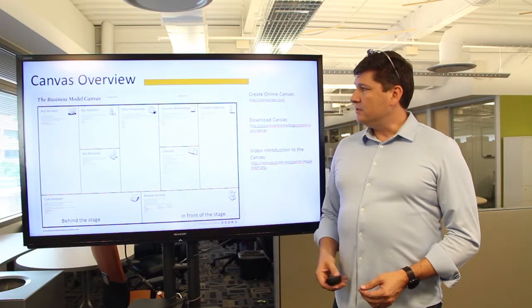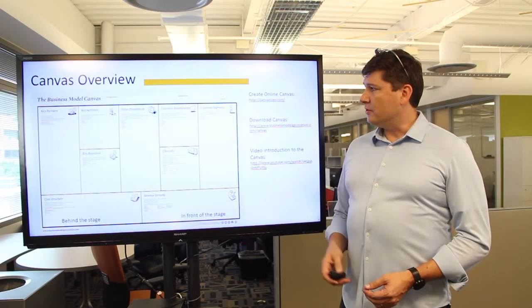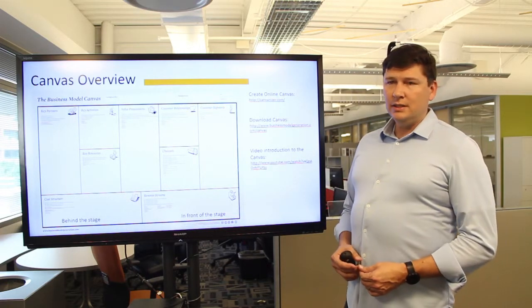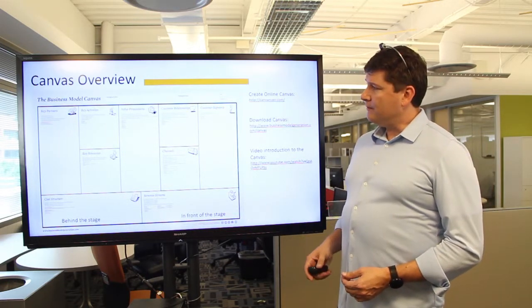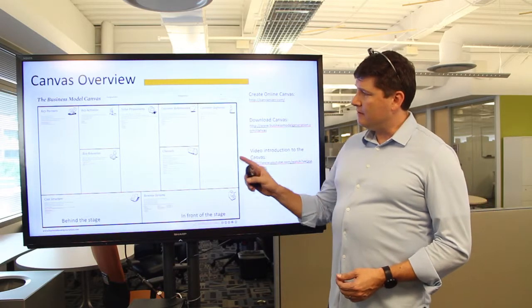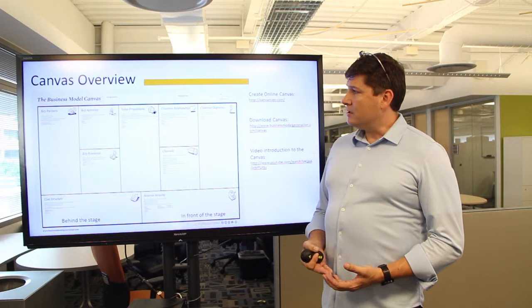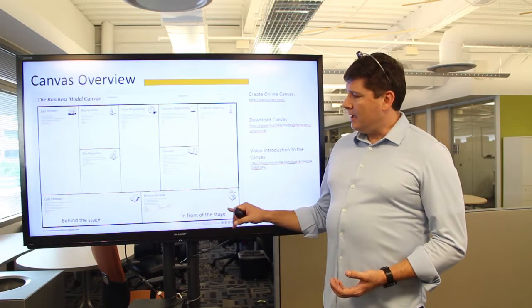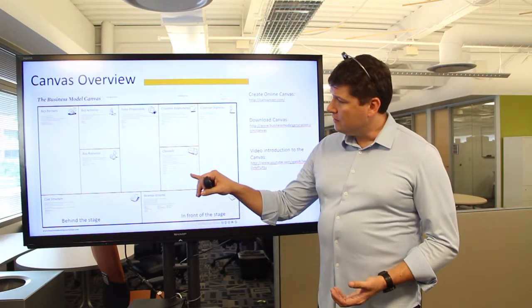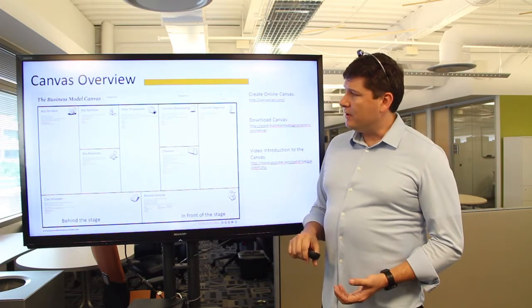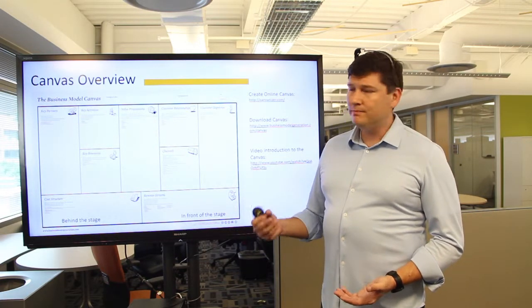Now, most people will start with value proposition or the customer segment, depending on what their situation is. So stepping through it real quickly, you have customer segment, value proposition, your different channels, customer relationships, revenue streams. You're looking at their cost structure, key partners, key resources, key activities.